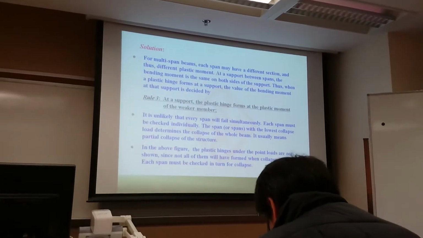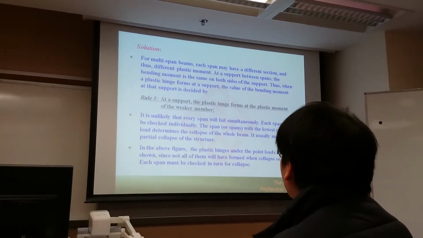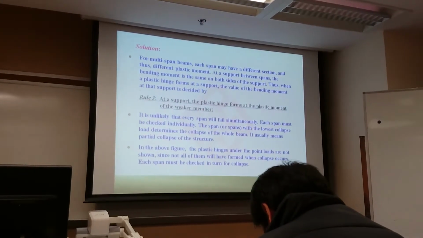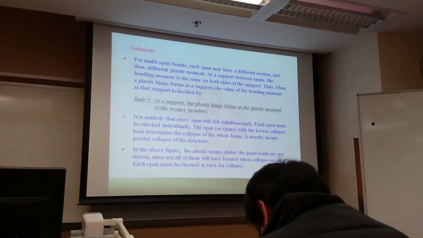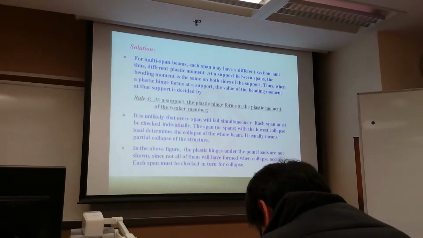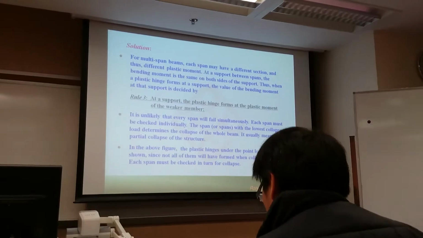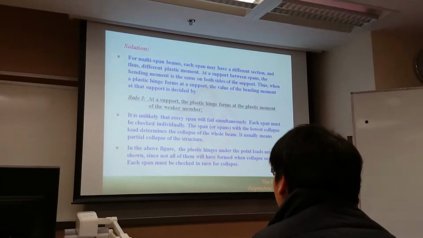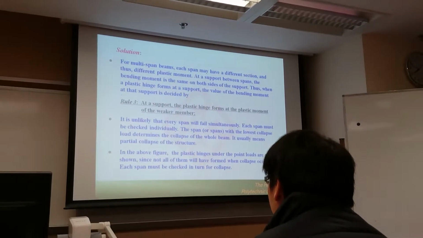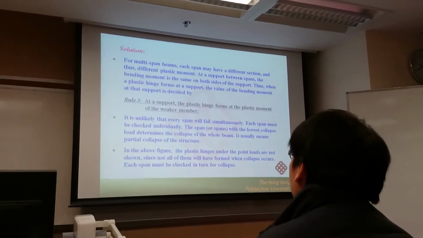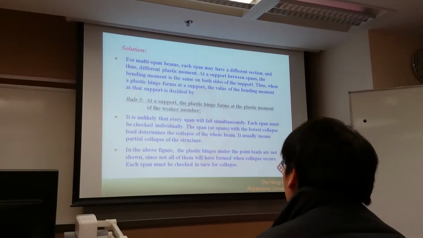At the support location, the support is connected to two spans. So at the support location, we have 2 plastic moments: one from the left span, the other from the right span. But in reality, we can only have collapse at one value. So we have to select one value as the plastic moment, because there is only one plastic hinge at each support location. Here I introduce rule 3.